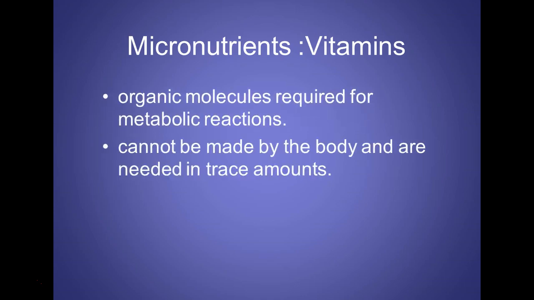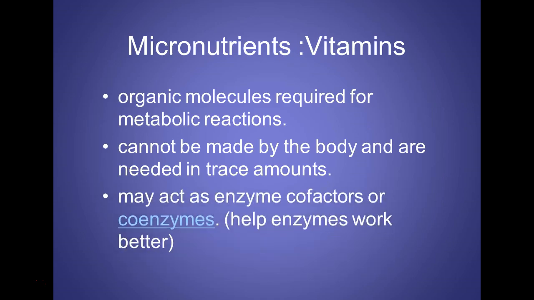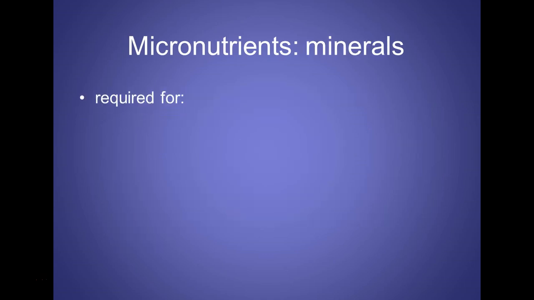All right, so organic molecules required for metabolic reactions, those are our vitamins. They cannot be made by the body and are needed in trace amounts, which means really small amounts. We get them from our food or if you take vitamins. Many act as enzyme cofactors, or what we call coenzymes, and that's what helps our enzymes work better, okay?